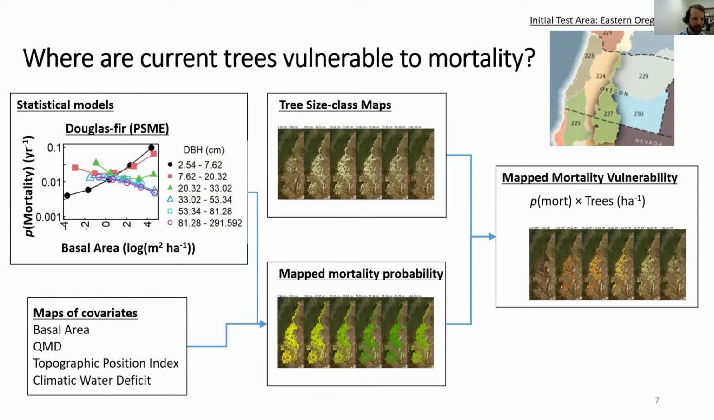We also have maps of those variables, and so we can use the statistical models plus the maps to create maps of mortality probability. We can then also marry that with maps of the density or basal area of different tree sizes by species, basically multiplying the trees per hectare we have predicted for an individual 30-meter pixel, all based on Landsat, by our predicted mortality probability to get what we're calling mapped mortality vulnerability, which is essentially a predicted number of trees or basal area of trees we might expect to die on an annual basis.